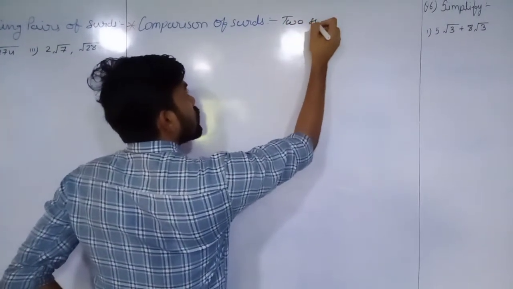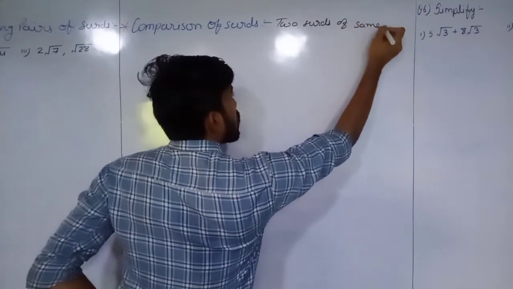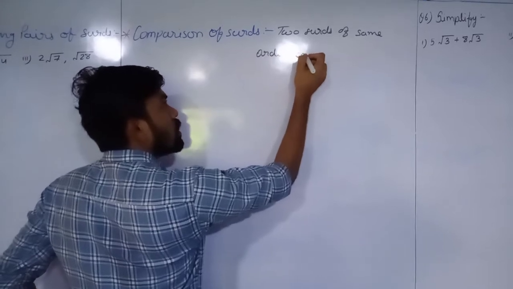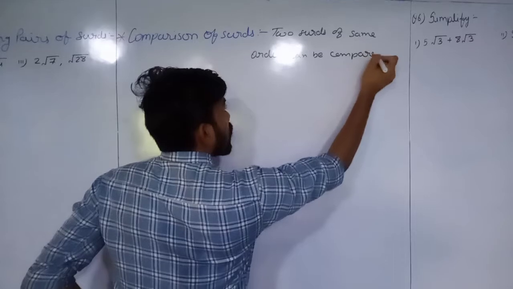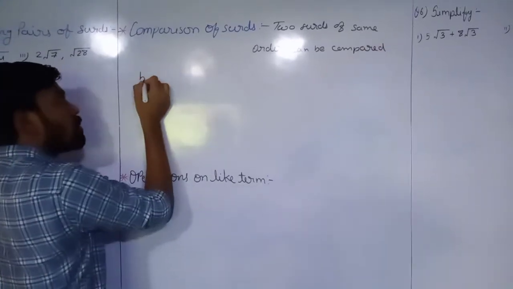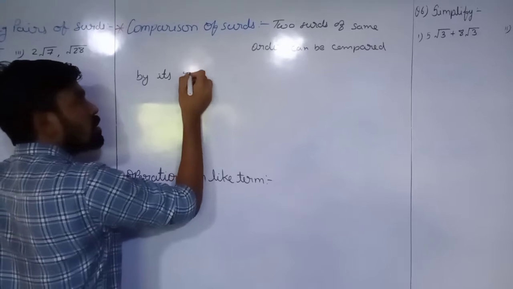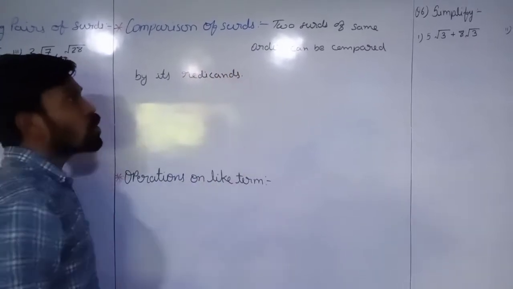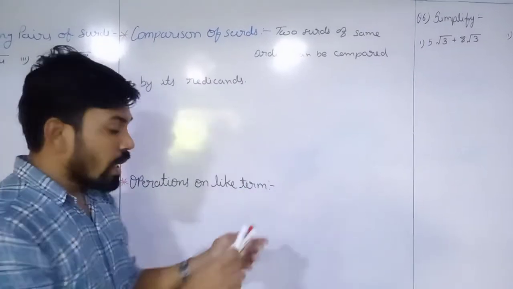Two surds of the same order can be compared by their radicand.